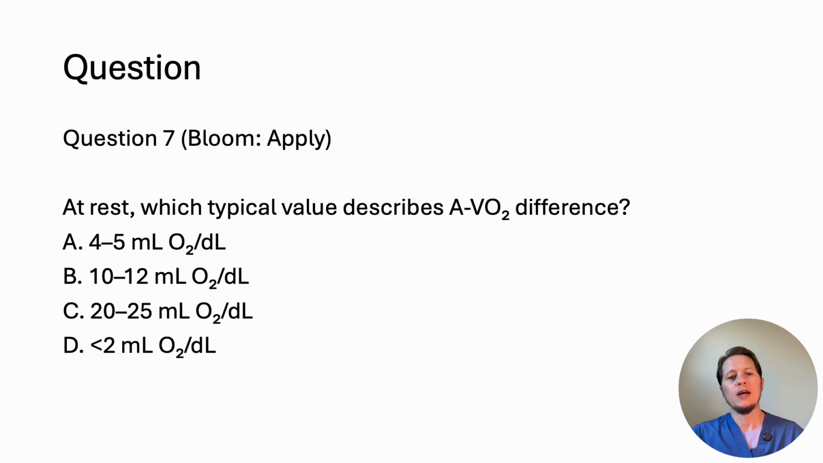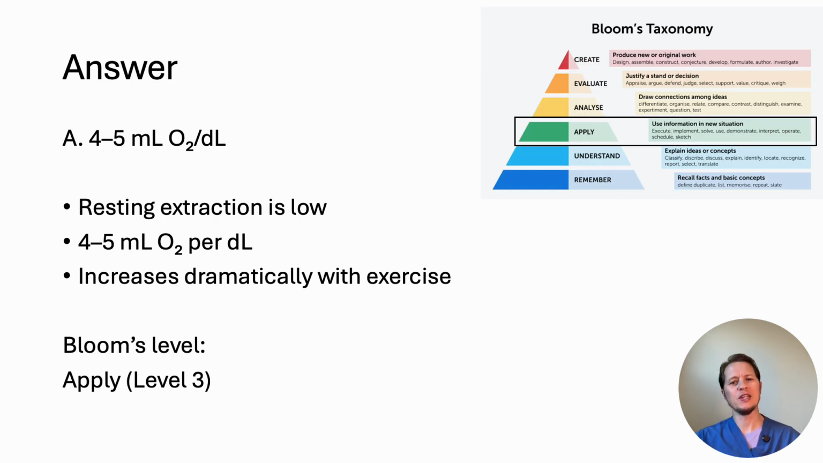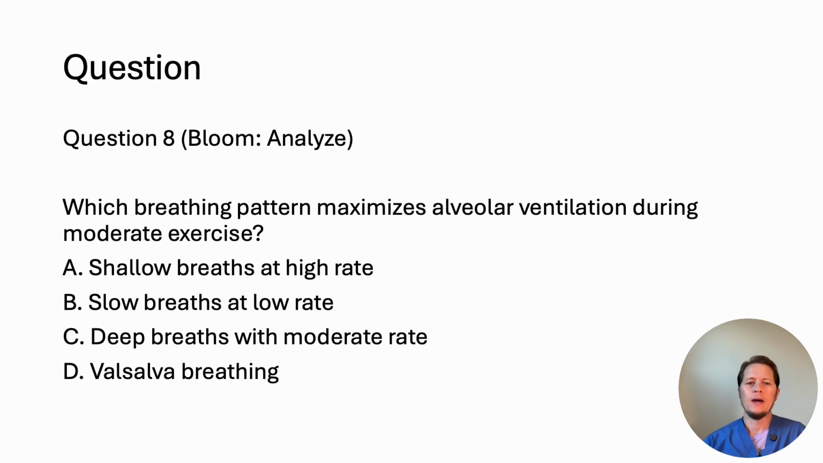Question 7. At rest, which typical value describes the A-VO₂ difference? Is it 4 to 5 milliliters of oxygen per deciliter, 10 to 12 milliliters of oxygen, 20 to 25, or less than 2? And this answer is 4 to 5, right? At rest, the muscle extracts relatively little oxygen, but during exercise, that extraction rises substantially. So you've got to know where the baseline is, know what's high during exercise, and find your answer. So it's technically a level 3 question. On to question 8, we are moving up.